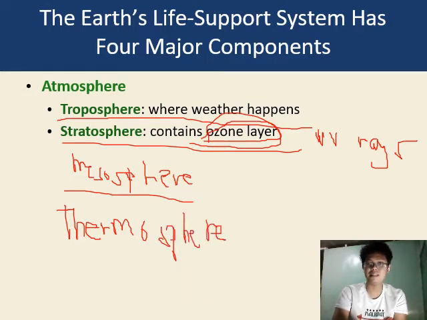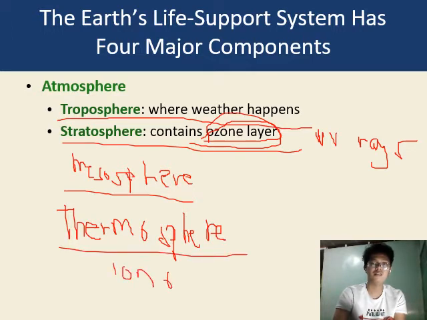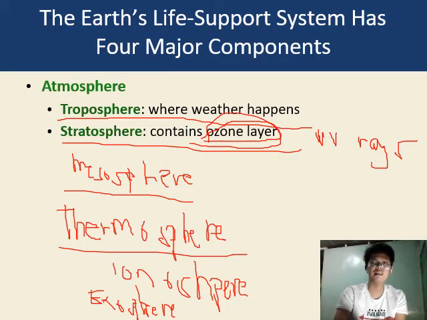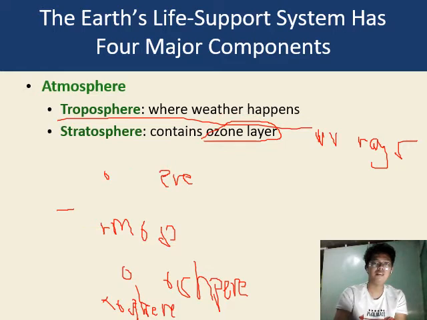I shall not be elaborating or extensively discussing these layers. So next to the thermosphere is the ionosphere. And lastly, we have the exosphere, the sphere which is closest to outer space. So those are the layers of the atmosphere in Earth.